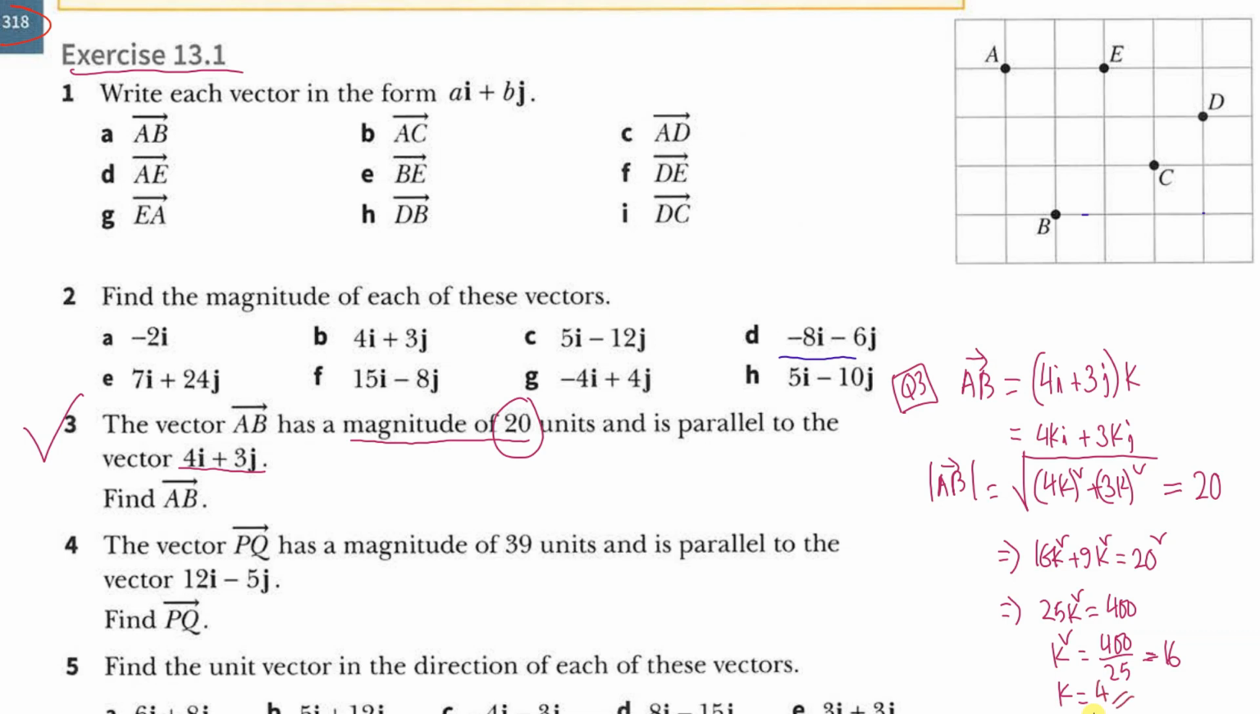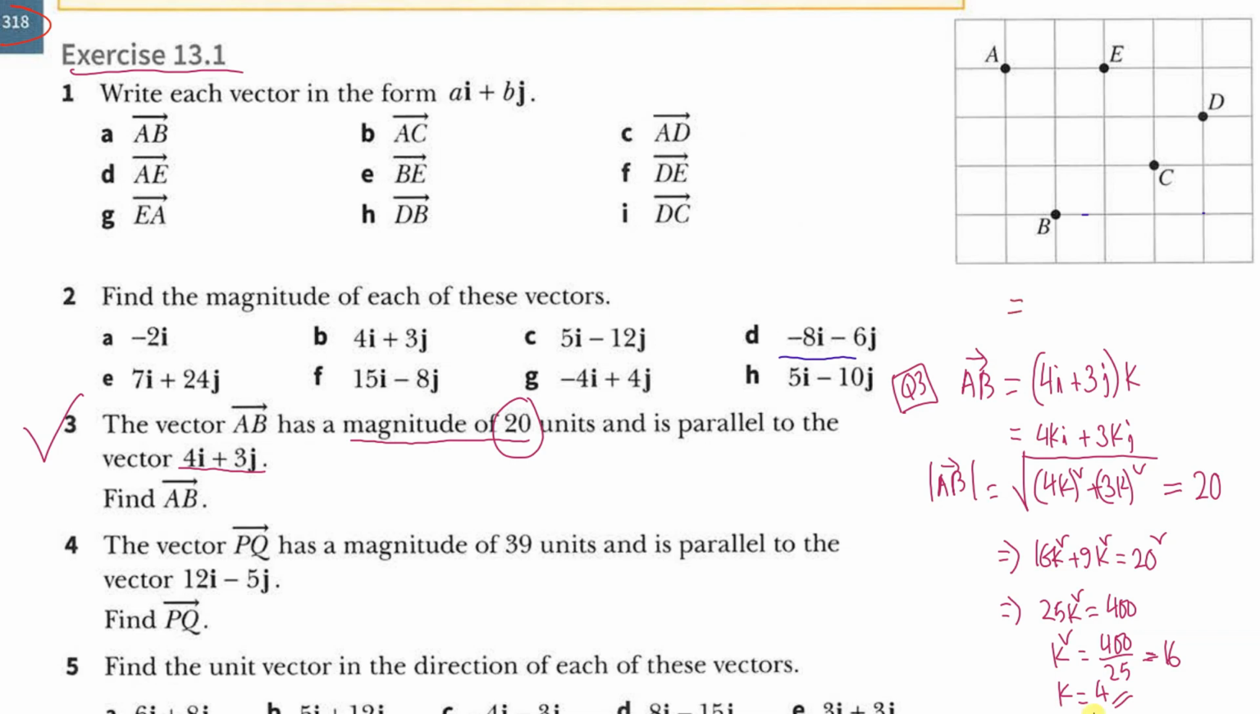Square root of 16 is 4, and it is given here parallel to the vector. We are not taking the negative value because its direction is given. Parallel vector is a kind of direction; we can say 4i plus 3j, both are positive, so we are keeping the same direction. So for AB we got the vector.